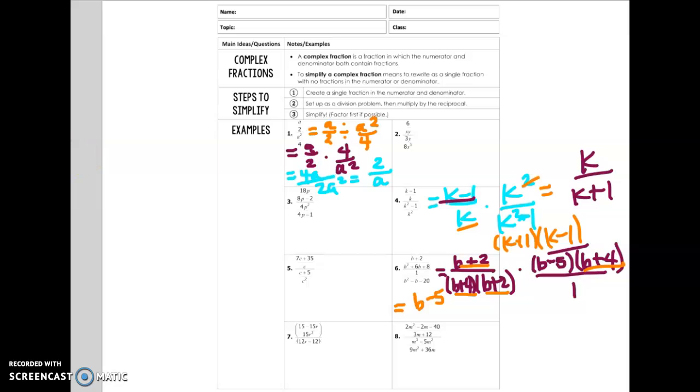Again, if you have any questions, let me know. I think that's the end of these notes. And then you should have an assignment on reviewing operations of rational functions.